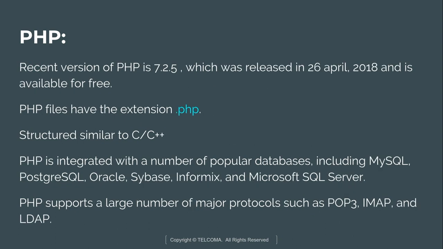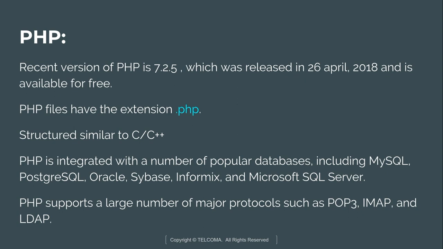Coming to the next, the recent version of PHP is PHP version 7.2.5. This version was released on 26 April 2018, so this is the recent PHP release. It is available free of cost. PHP files have the basic extension .php, so every PHP file will end with the extension .php.